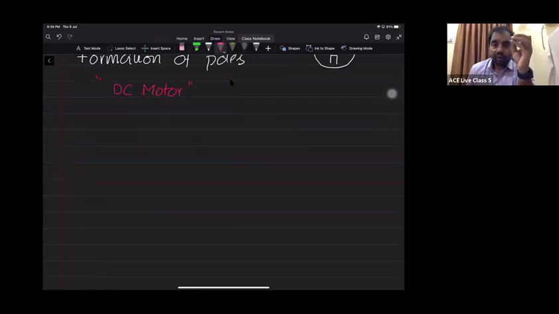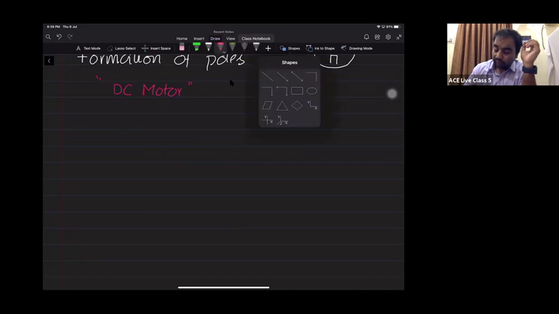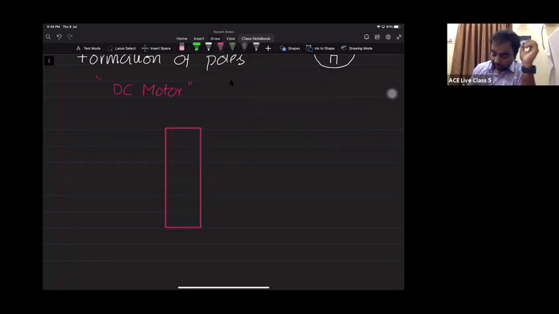So if I want to explain the concept of this pole formation, then you should know some basics. What are those basics? Please understand this. So if I consider a bar magnet, say this is a north pole, so this is a south pole.